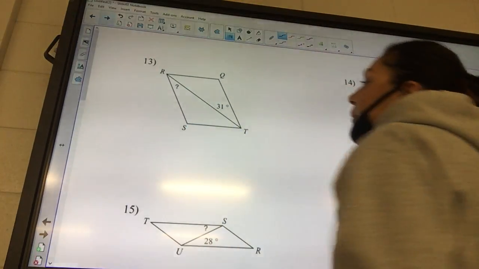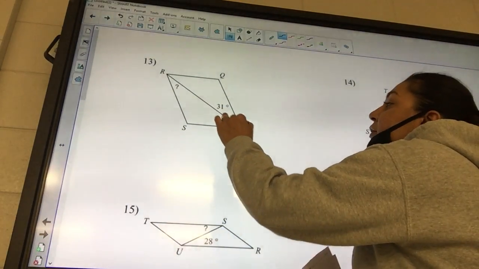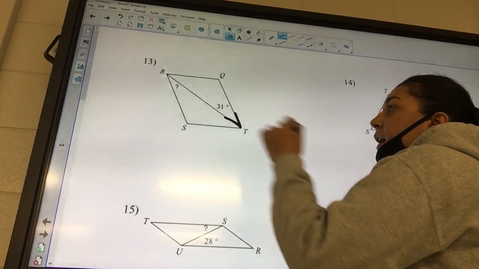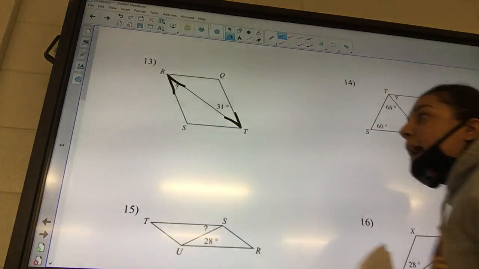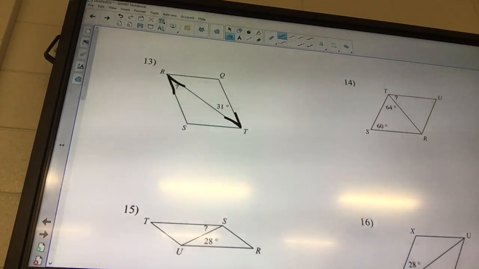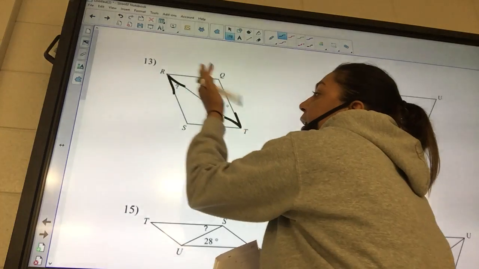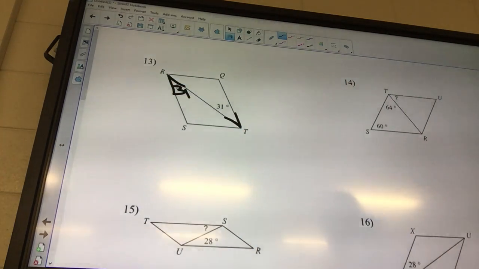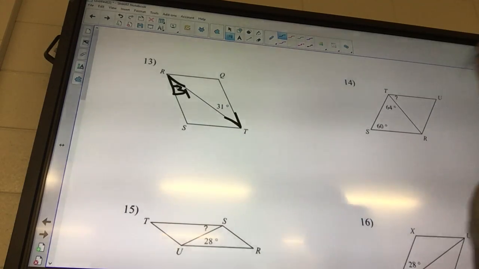Okay, 13. We know this side is 37 or 31. Okay, and the other side is a question mark. Is that actually opposite or not? Yes. Okay, it is on the opposite side, and it's the alternate one. Okay, so it's 31. Please lay down. Second guess yourself. The only person that changed their mind was you.